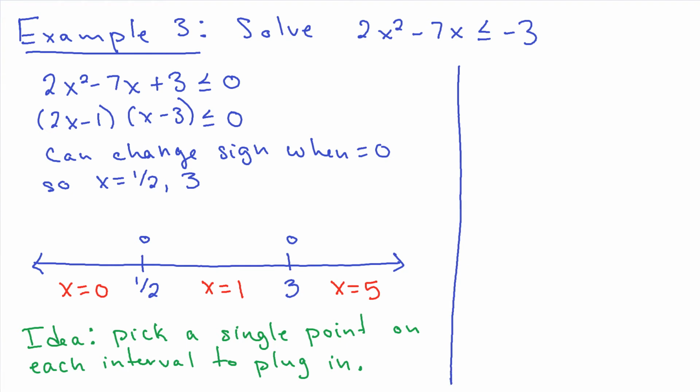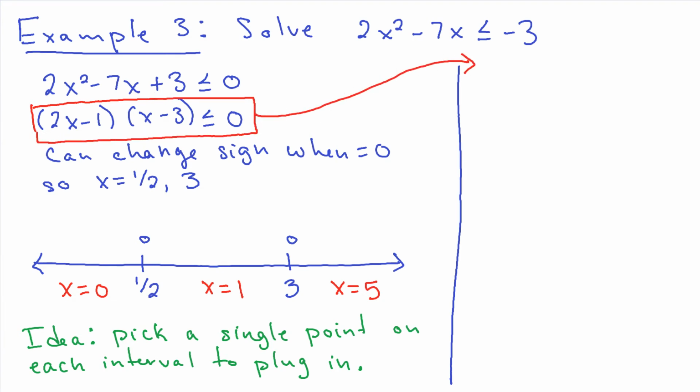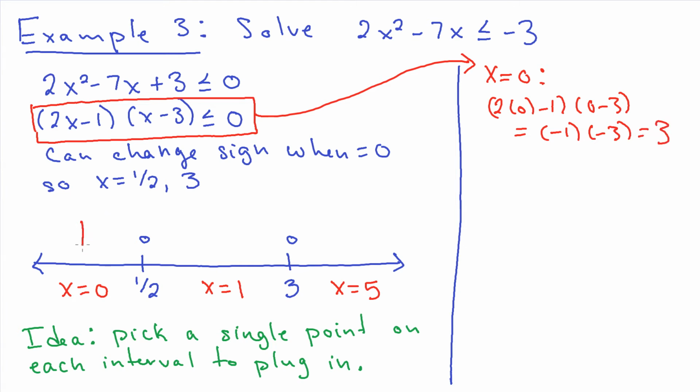So now if I plug those in, the easiest one to work with here is going to be this factored inequality. This is what my problem has become. So if I plug in x equals 0, I get 2 times 0 minus 1 times 0 minus 3. This is minus 1 times minus 3, which is 3. And so on this entire interval, I know that this expression is positive.